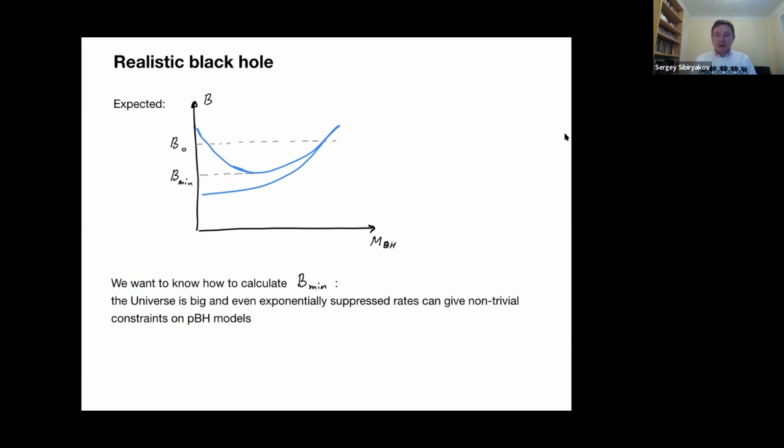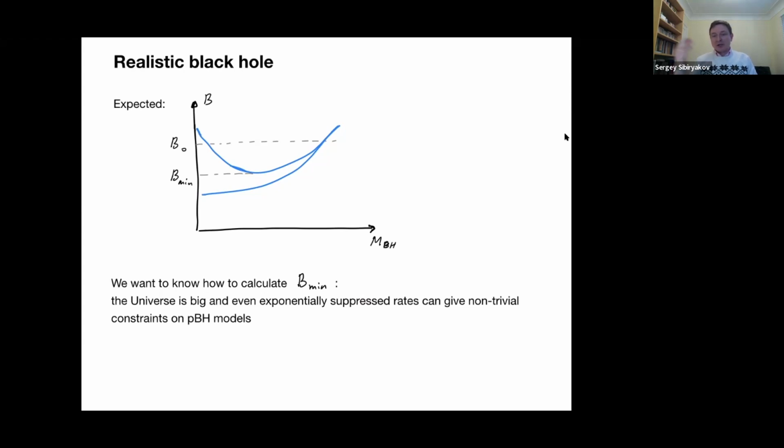This minimal suppression is not just of purely academic interest. If we really want to analyze the phenomenology of these models with primordial black holes, we actually need to know this number, because the universe is large, and in the typical mechanism I will have exponentially large numbers of black holes.